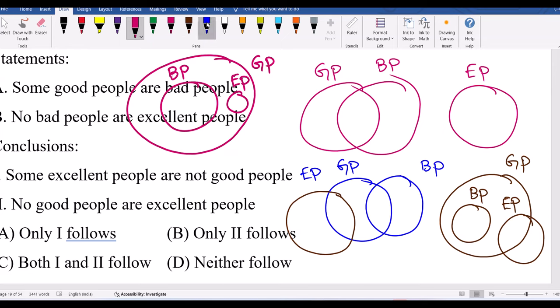It failed here. Guys, all excellent people are good people. Failed here. In this diagram, the first one is wrong. The second one, no good people are excellent people. Good people and excellent people are connected, so the second one is false. Both failed, so it's neither nor. In any diagram, if both conclusions fail, then I can go for neither nor.